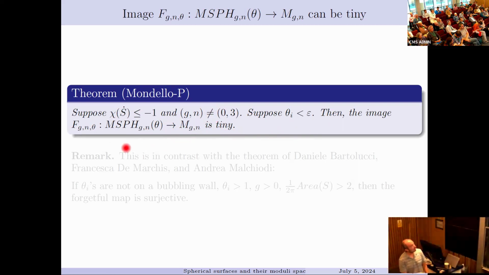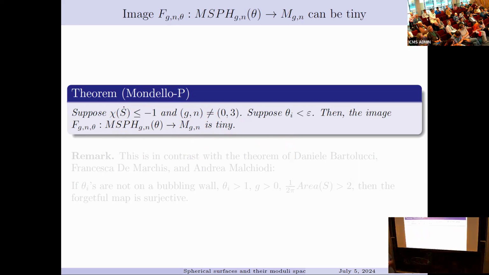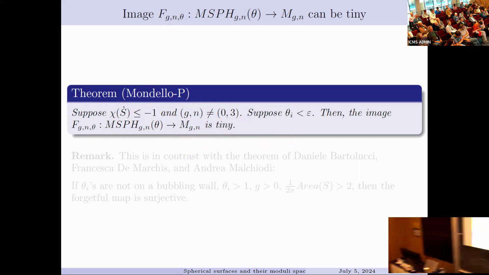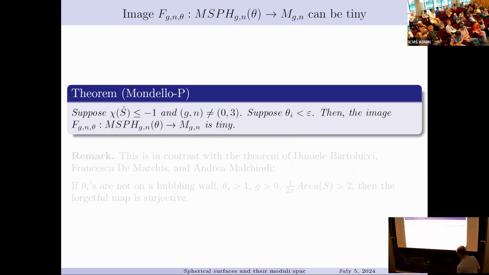Here, the image of the part of moduli space for which you can have a spherical metric can be really tiny. It can be very small, so that basically you have a solution only in a corner of your moduli space. And this usually happens when your surface has one angle which is very small. So for example, if you have a surface which has one angle which is small, then the proportion of the moduli space where you have a solution is tiny.